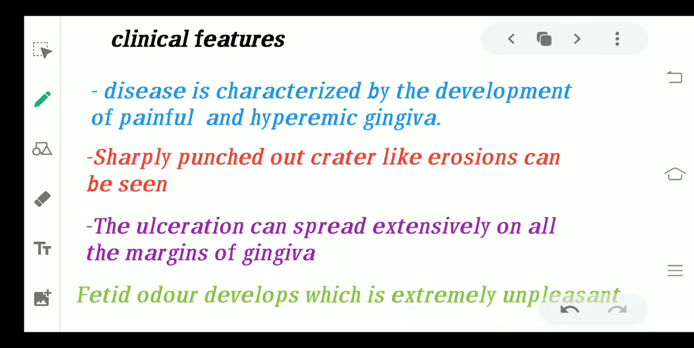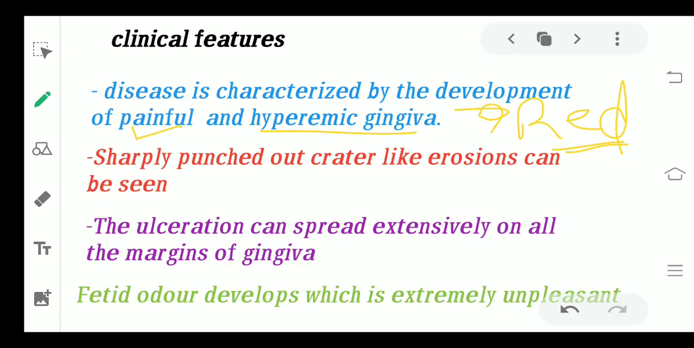Coming to the clinical features, we discussed the etiology, we discussed the meaning, we discussed where it is found. Now how does it appear? The disease will mainly be characterized by two things. First is pain, second is a hyperemic gingiva, which means excessively red gingiva. When the gingiva gets inflamed, the color changes into bright red. That will be seen, okay.